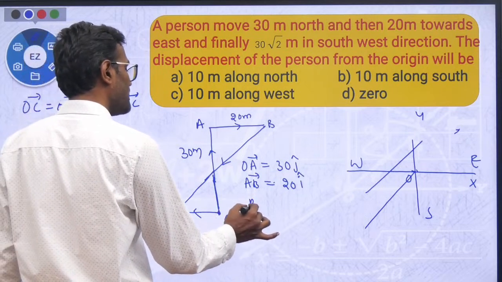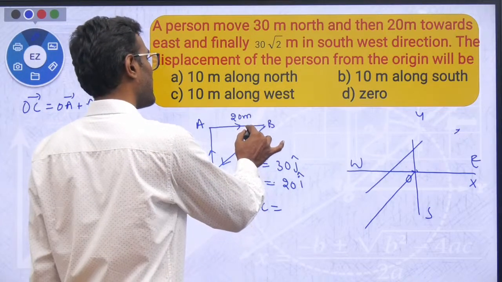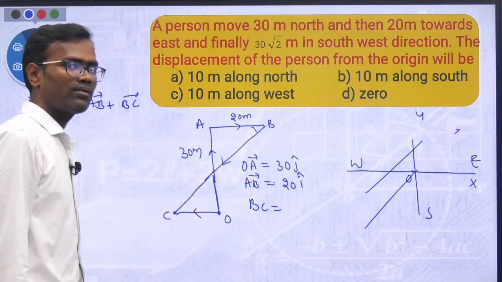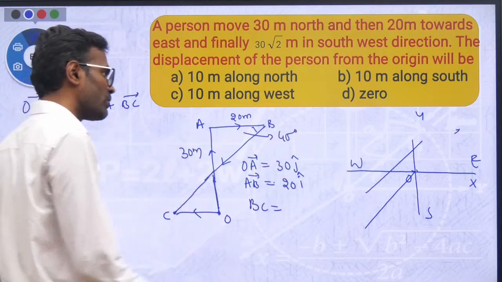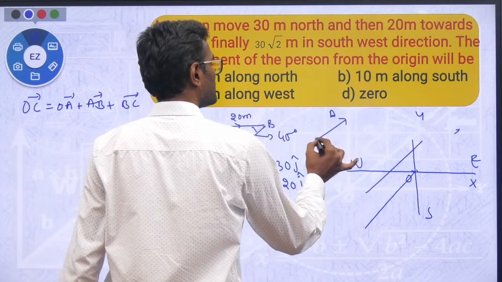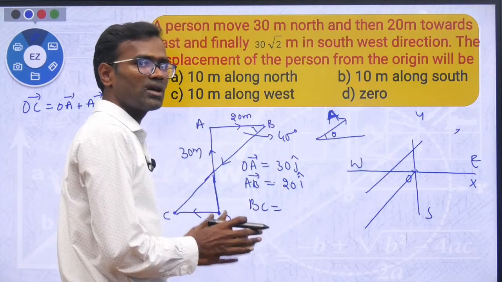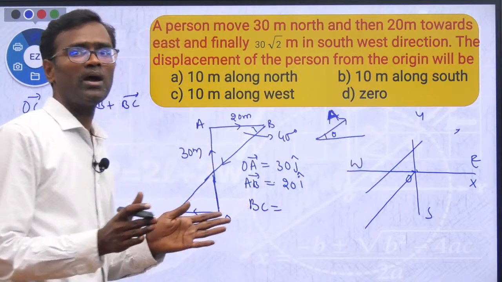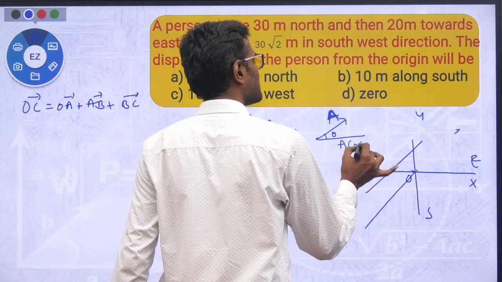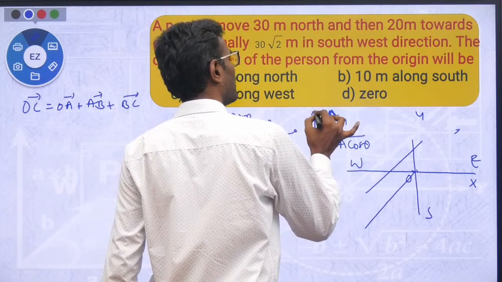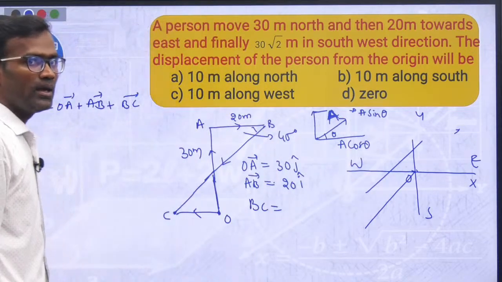Now BC bar, this is very important. What angle is it making? It is exactly bisecting, so the angle is 45 degrees. Now, component resolution of a vector: if vector A makes a certain angle with the horizontal line, it resolves into two components, one horizontal and one vertical. The horizontal component is A cos theta and the vertical component is A sin theta.